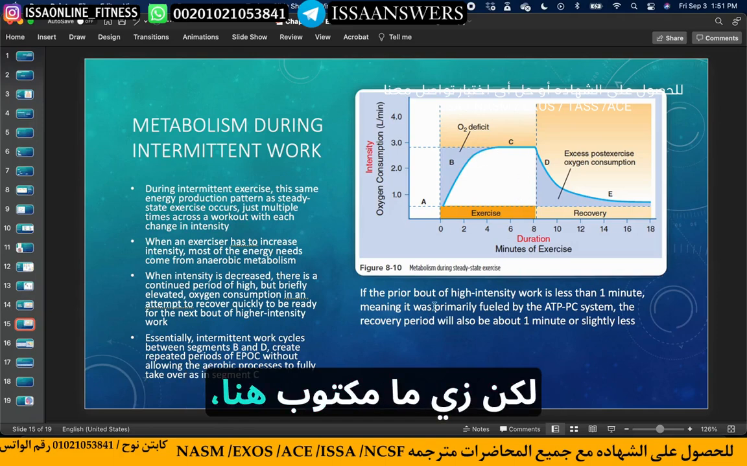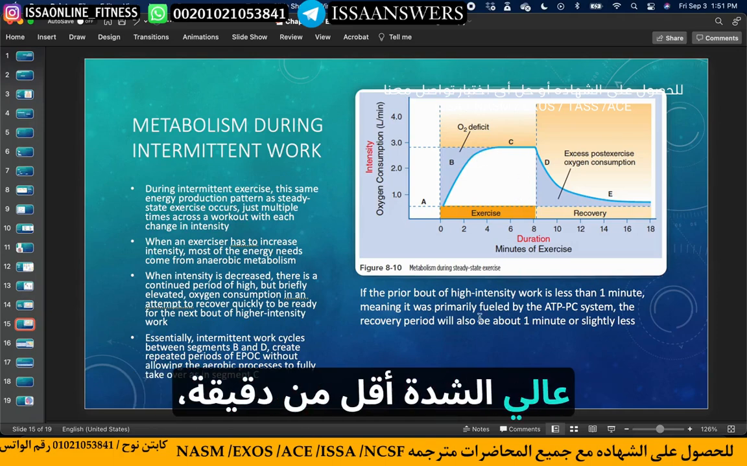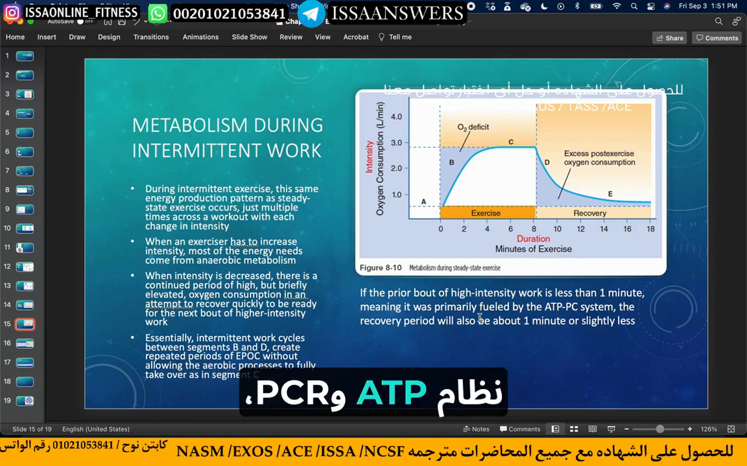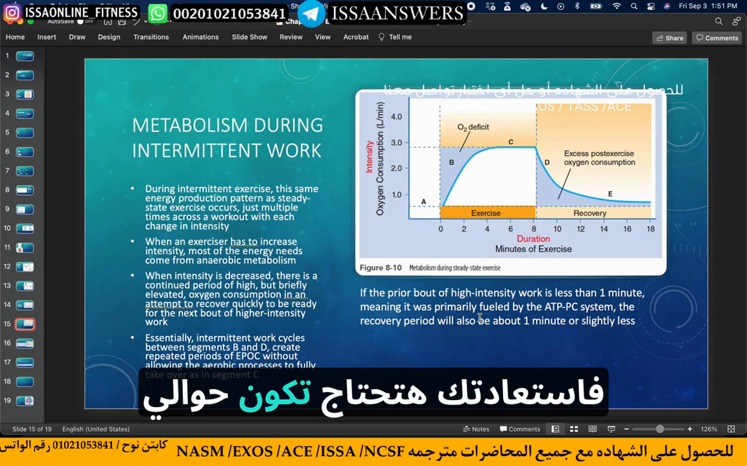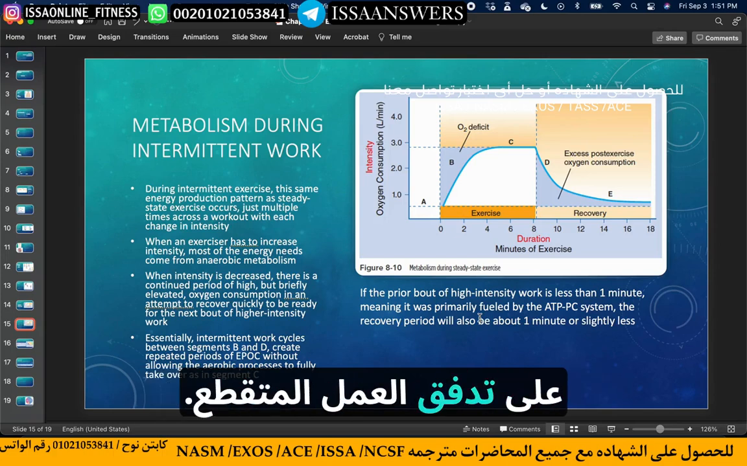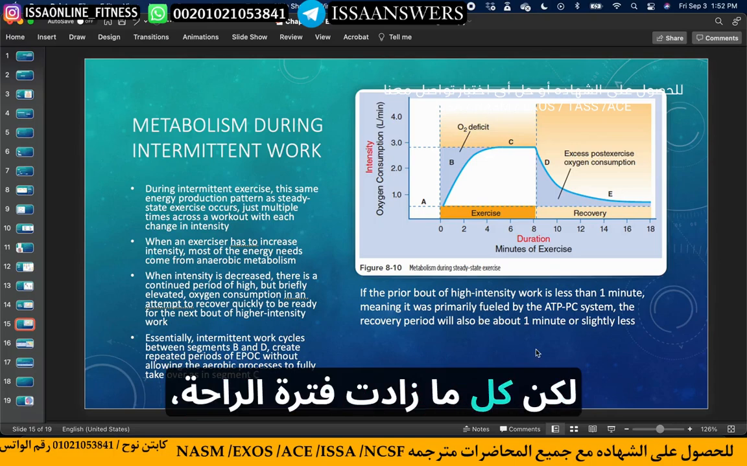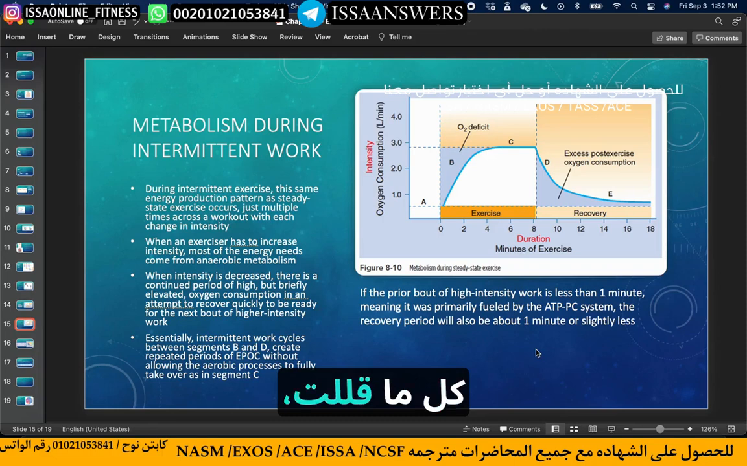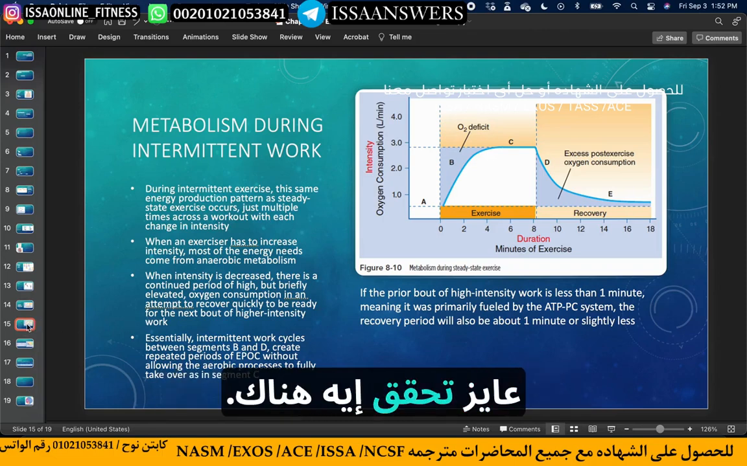But like it says here, if the prior bout of higher intensity work is less than 1 minute, meaning it was the majority ATP PCR system, then your recovery will need to be about a minute or less so that you can maintain that flow of intermittent work. But the longer your rest period, the more recovery you have, which means you can get more intensity on the next bout. So it just depends on what you're trying to achieve there.